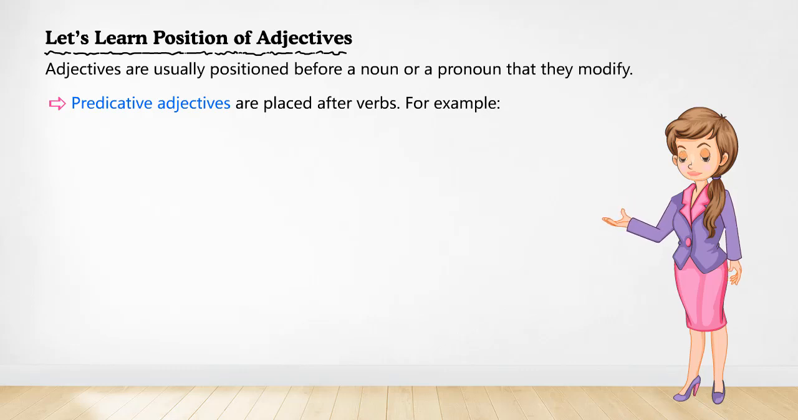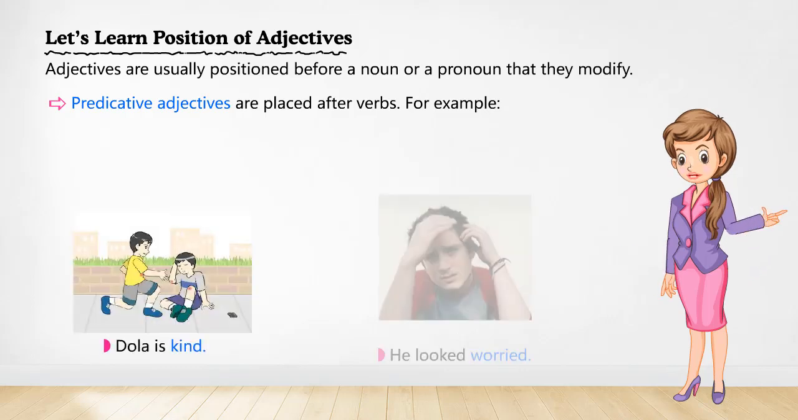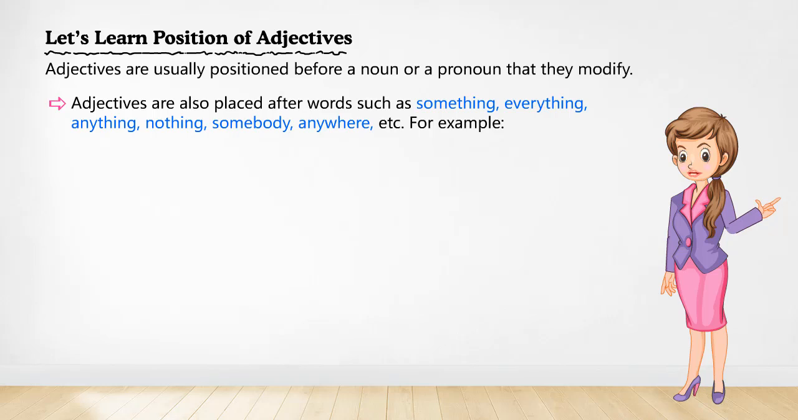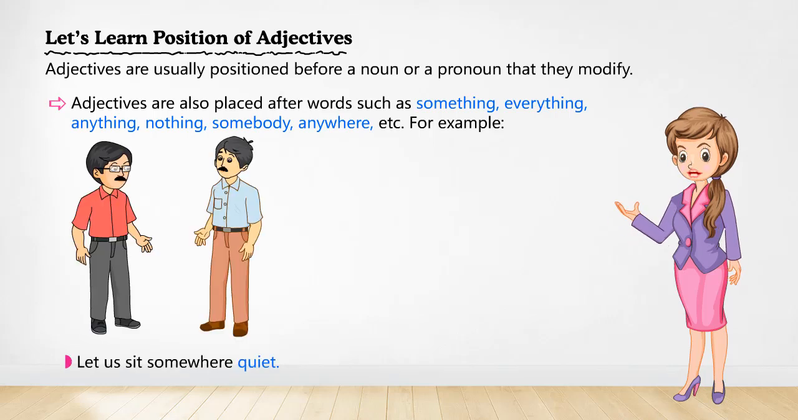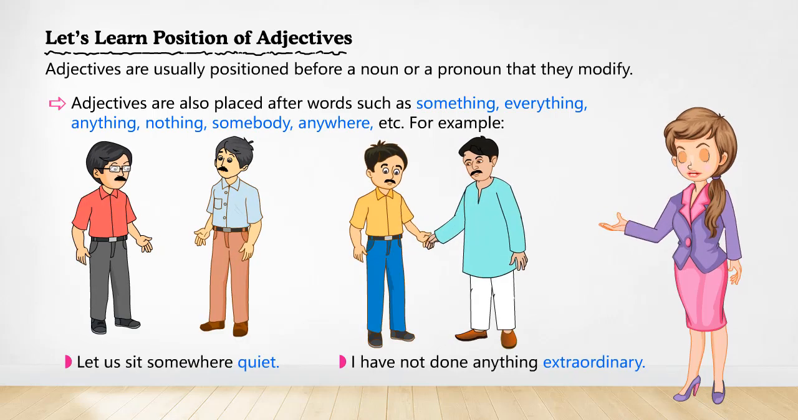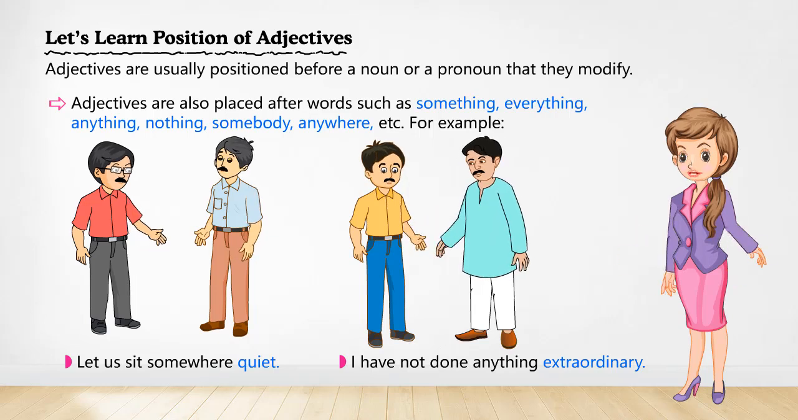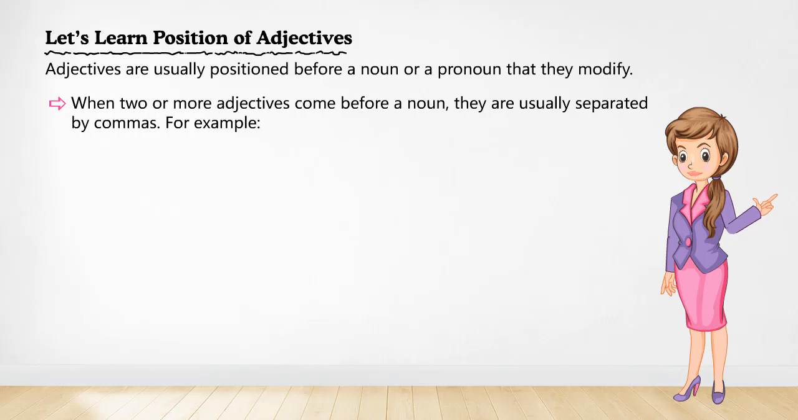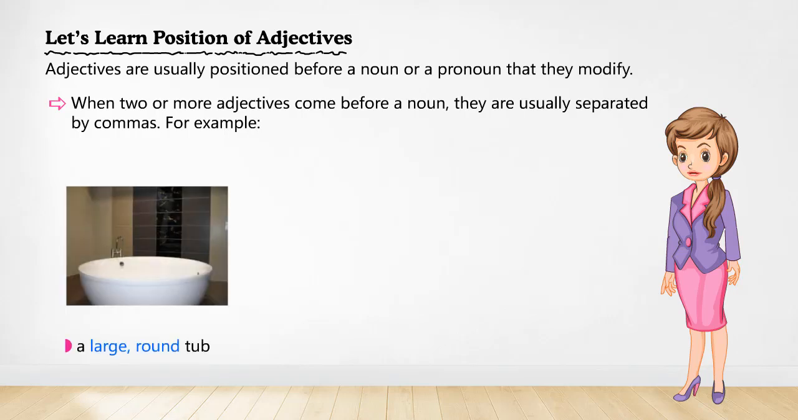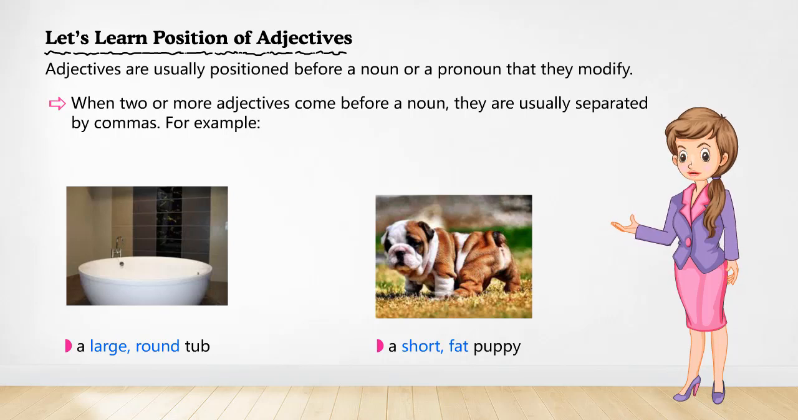Predicative adjectives are placed after verbs. For example, Dola is kind. He looked worried. Adjectives are also placed after words such as something, everything, anything, nothing, somebody, anywhere, etc. For example, let us sit somewhere quiet. I have not done anything extraordinary. When two or more adjectives come before a noun, they are usually separated by commas. For example, a large, round tub, a short, fat puppy.